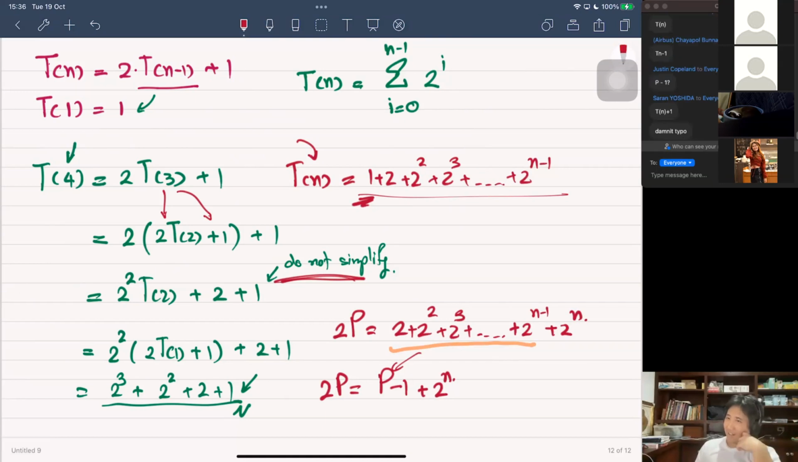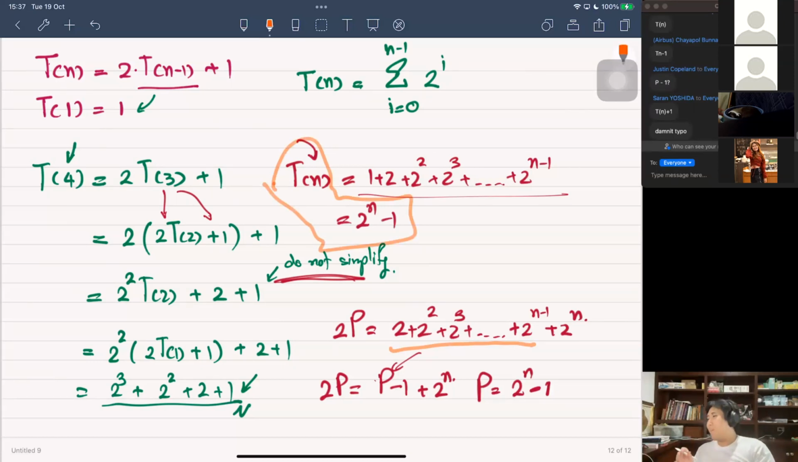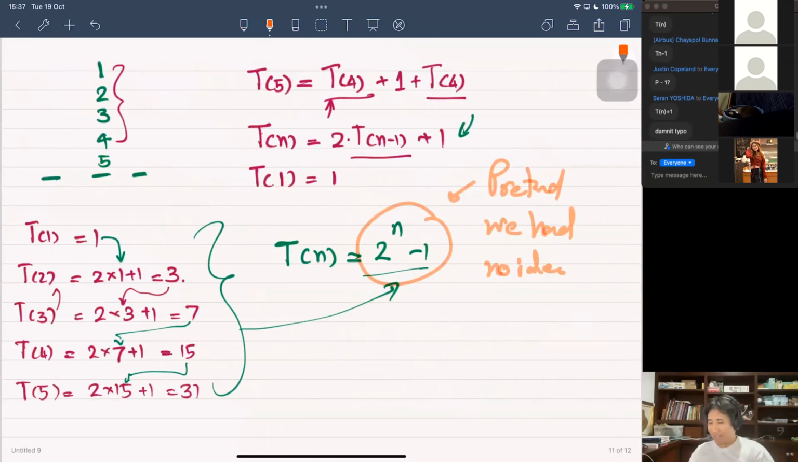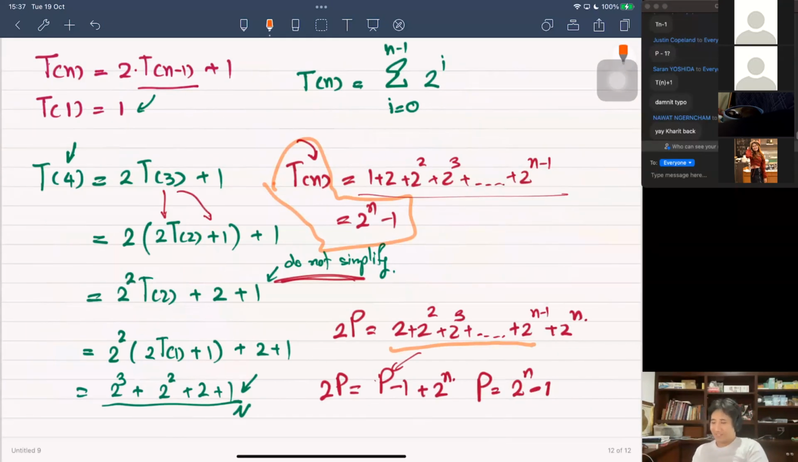Now you can solve for P. So you figure out that P is 2 to the n minus 1. Good, right? So this is going to become 2 to the n minus 1. That's exactly the same thing as before, but it's a bit better than staring at the numbers and figuring out the patterns. Everyone see? You have some hope. Staring at the numbers and figuring out the formula is almost impossible, but this is a little bit better.